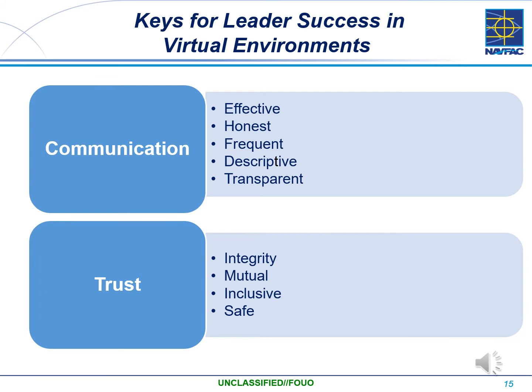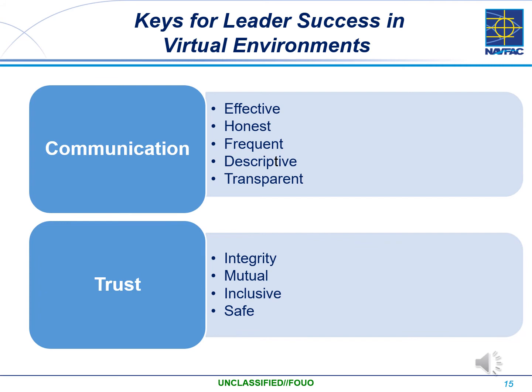On our slide, we see that communication needs to be effective, honest, frequent, descriptive, and transparent. So for example, when we say frequent, what do we mean by that? Well, we mean that communication needs to happen regularly. We mean that it needs to be ongoing for it to really help your team.